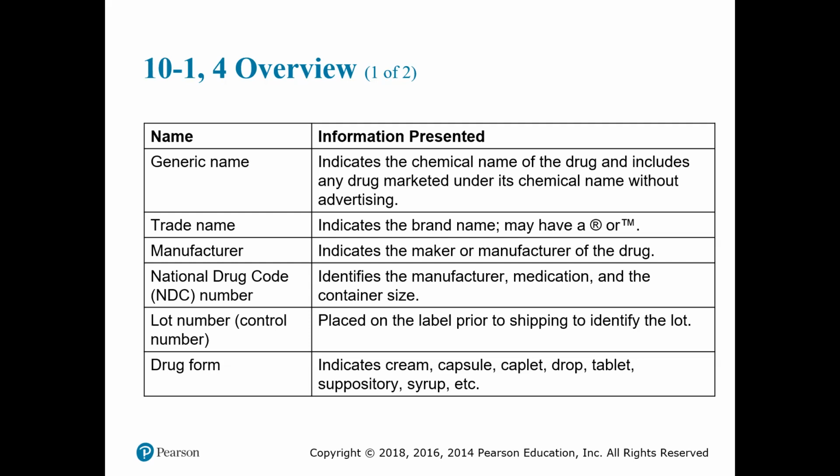Then you have your manufacturer. So who is the manufacturer of the drug? You will see a national drug code number as well. So this drug code number identifies the manufacturer, medication, and container size. A lot number, which is placed on the label prior to shipping to identify the lot. So again, if there's any issues, let's say, they'll know exactly which lot that came from for manufacturing purposes. What form the drug is in. So is it a cream, a capsule, a caplet, a drop, tablet, suppository, syrup, etc.